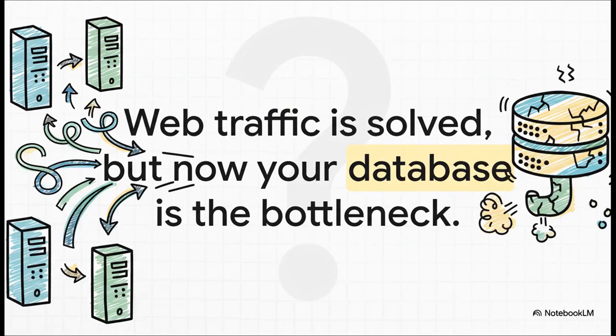And this is one of the key lessons in system design. Scaling is basically a game of whack-a-mole. You solve one bottleneck, and another one immediately pops up somewhere else. So now your web servers are handling traffic like champs, but they're all hammering the same single database, which is now slowing to a crawl. The problem has just moved deeper into the system.